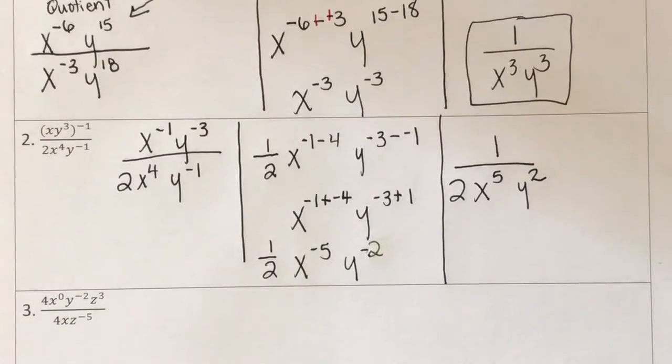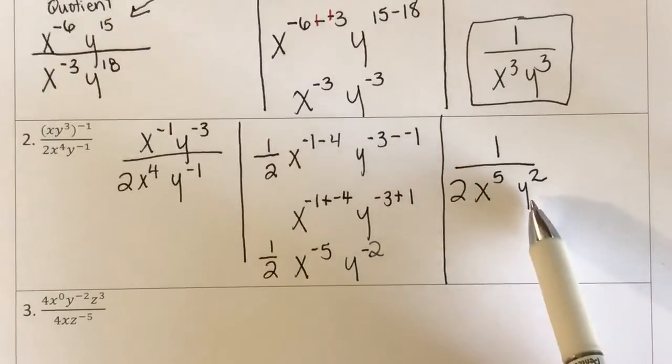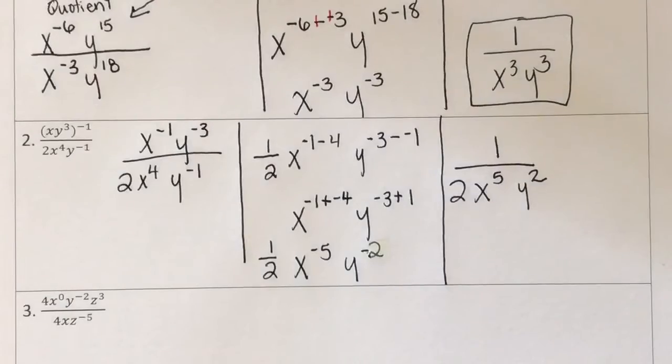So now, is it simplified? The answer is yes, it is simplified. I have the base of the 2, I have the base of the x and the base of the y. I only see it appear once. No more negative exponents, no parentheses. So my final simplified answer is 1/2x to the 5th y squared.